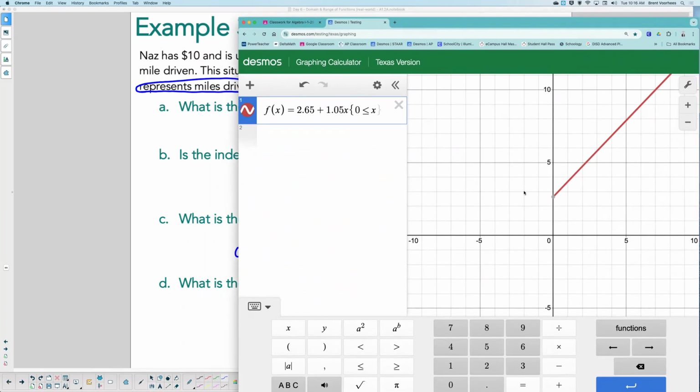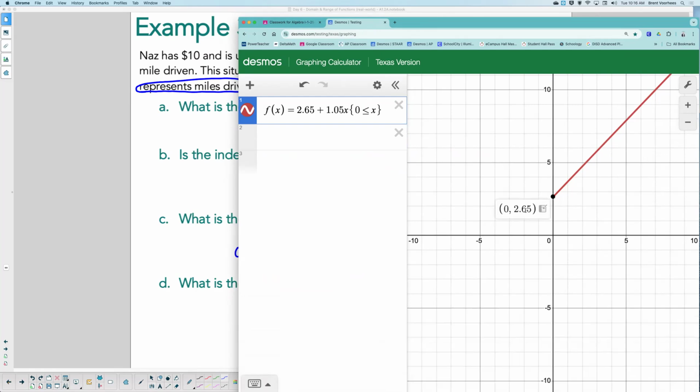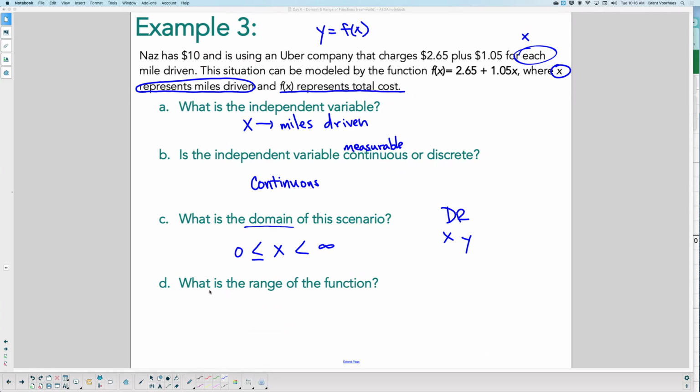Okay, so remember, range goes lowest to highest, the bottom to the top. Where's the bottom value now that we've cut off the graph? That's called a restriction. Where's the bottom of this graph once we type in this restriction? 2.65. That's our lowest value. Remember, you always do these symbols. Now we're doing range. What letter is range? Y. Put a Y in the middle.